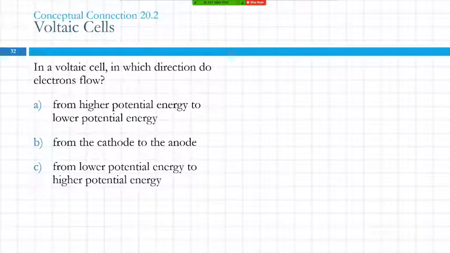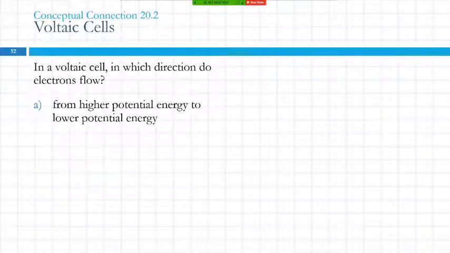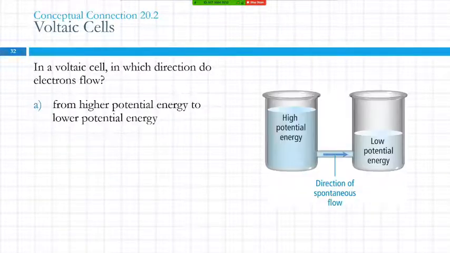So here's a question. In a voltaic cell, which direction do the electrons flow? From high potential energy to low potential energy? From the cathode to the anode? Or from lower potential energy to higher potential energy? Yep, it's A. Just like water going down a hill, or a ball rolling down a hill goes from high potential energy to lower potential energy, that's the same thing that happens in the voltaic cell.